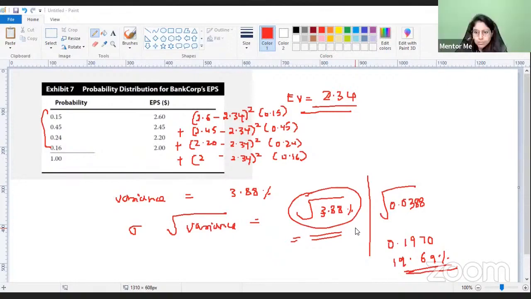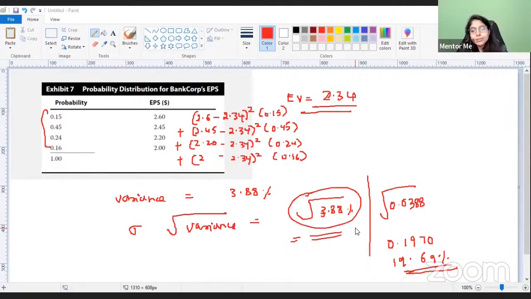Sorry, can you repeat? When we just took a simple expected value, the probability into EPS, we got 2.34. This is also in percentage only, right? 2.34, correct. And then just by calculating variance, after adding weights, 19.69 won't spike like that, such a big spike won't come.